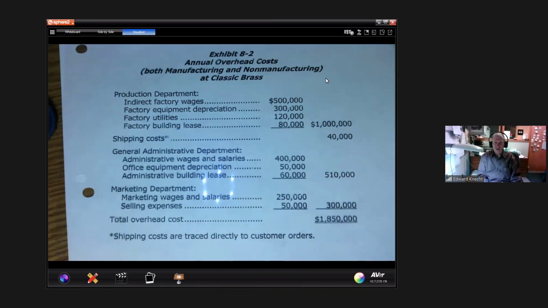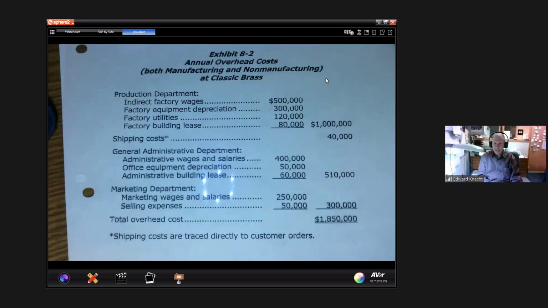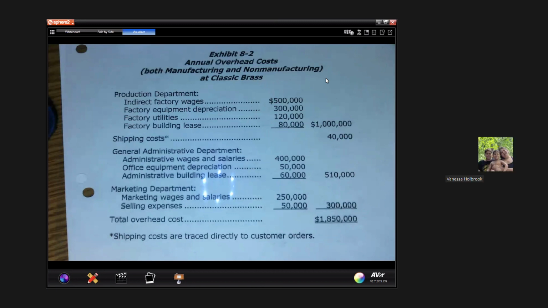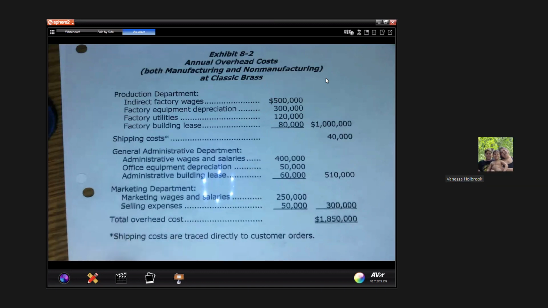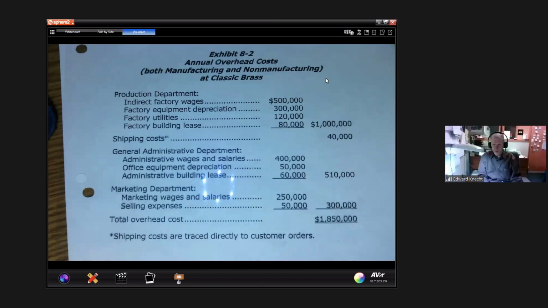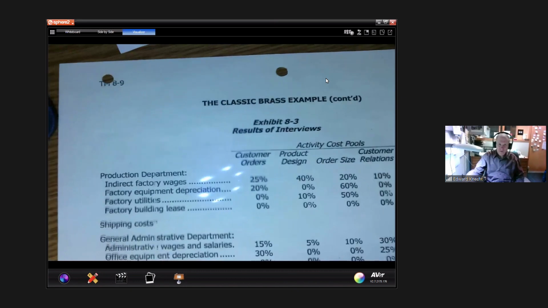Then they have the shipping costs, the general administrative department, administrative wages and salaries, office equipment depreciation, administrative building leases. So they're taking all the costs that have to do with this cost pool. Shipping costs are traced directly to customer orders, so we take the shipping cost divided by customer orders. This is all in your book, but with different amounts. Now they're going to allocate a percentage of those costs to the different activities.